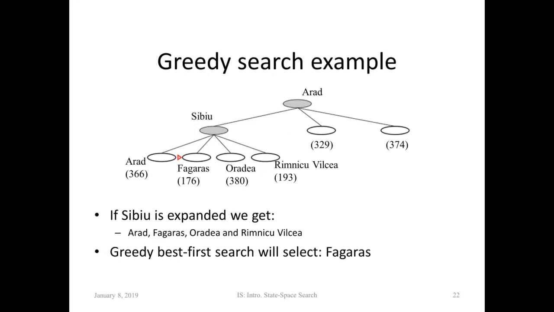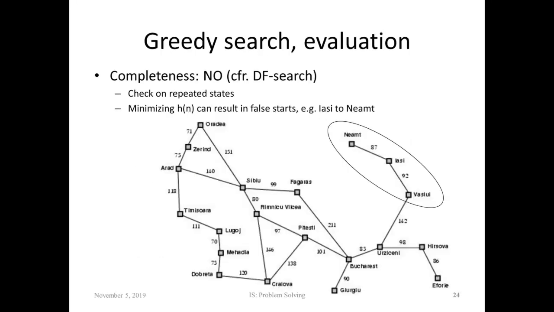It goes wrong here, namely that we think Făgăraș is better because it is more direct to Bucharest. But if we would take this detour, we would get to Bucharest faster. Okay. So we find a solution, but we don't find the optimal solution. And it's not even complete.